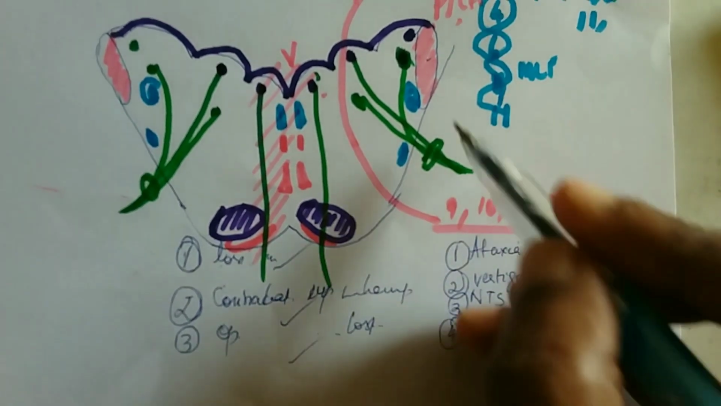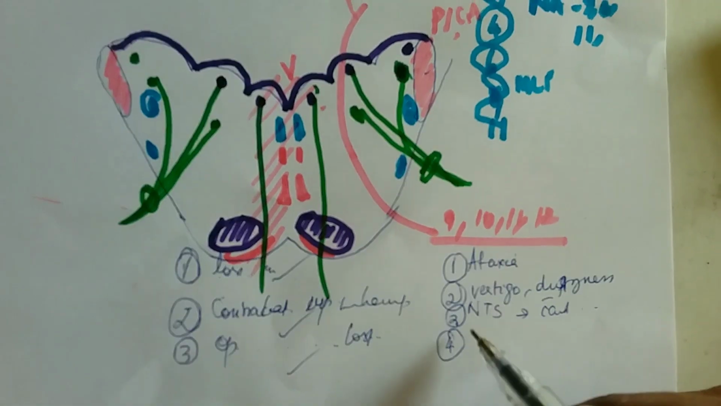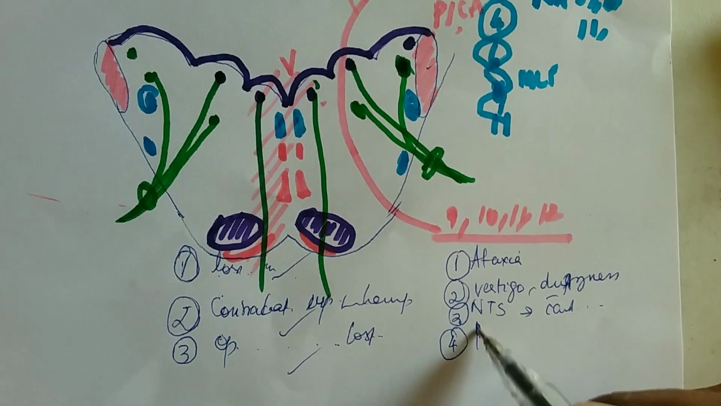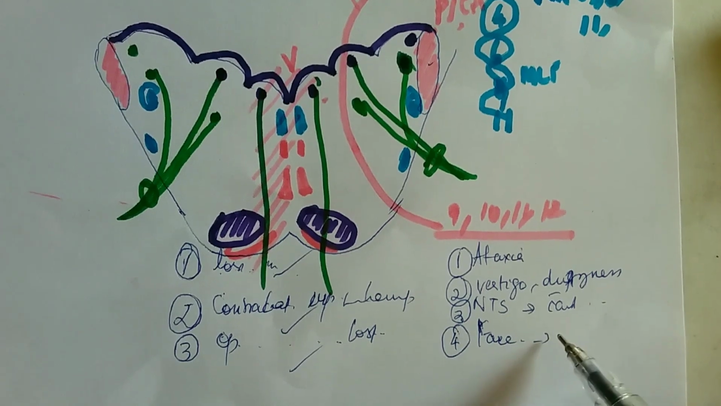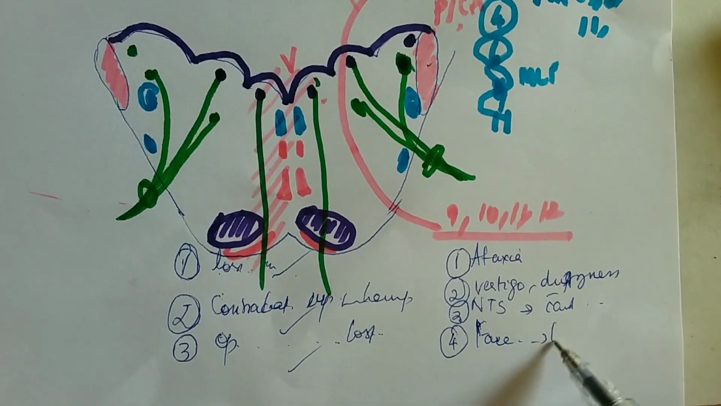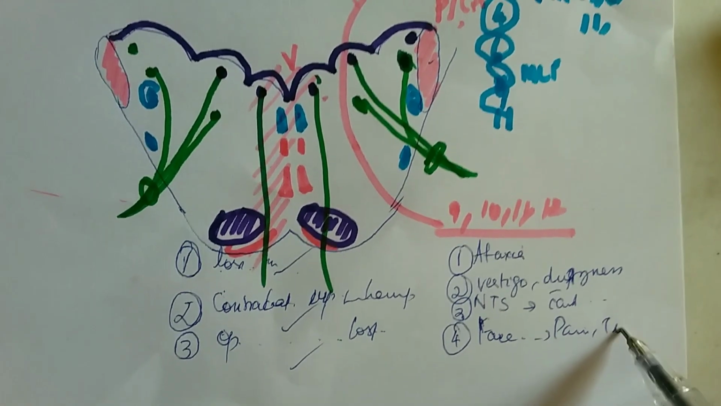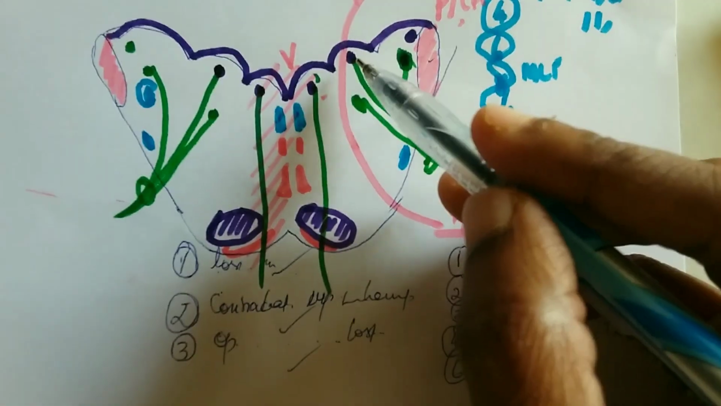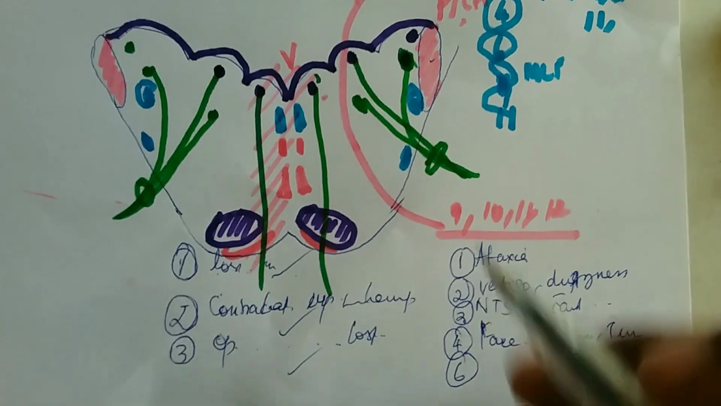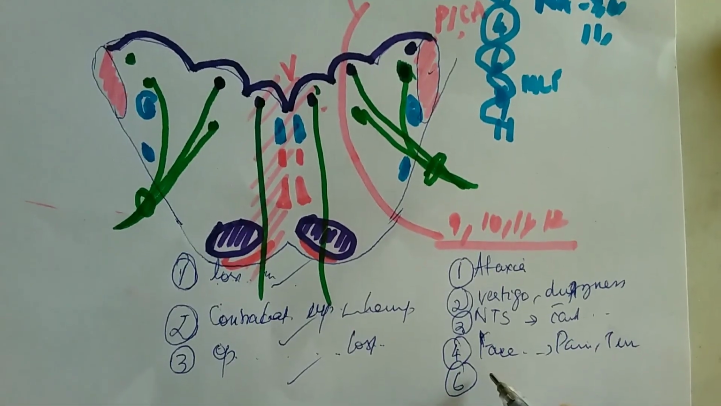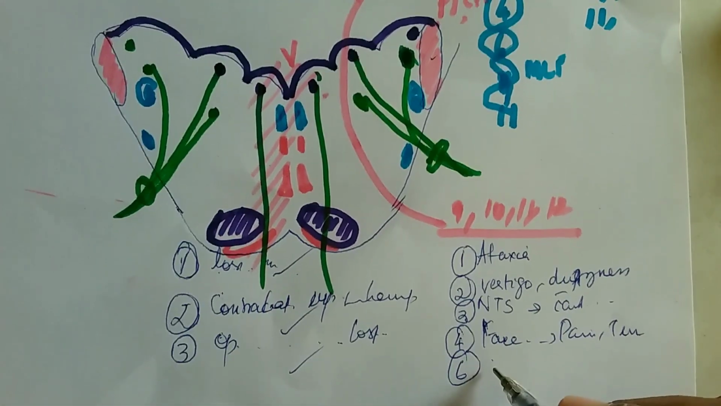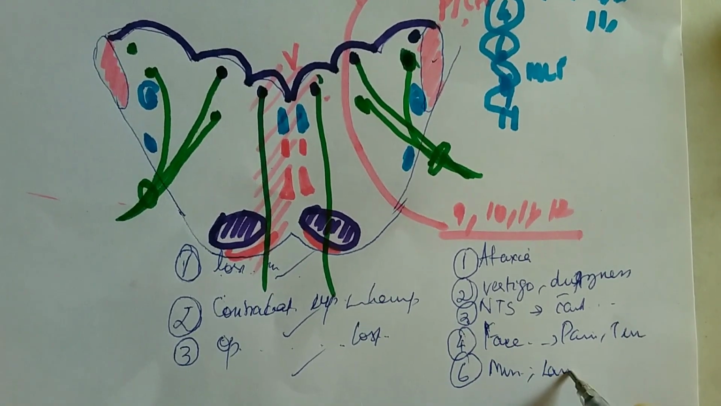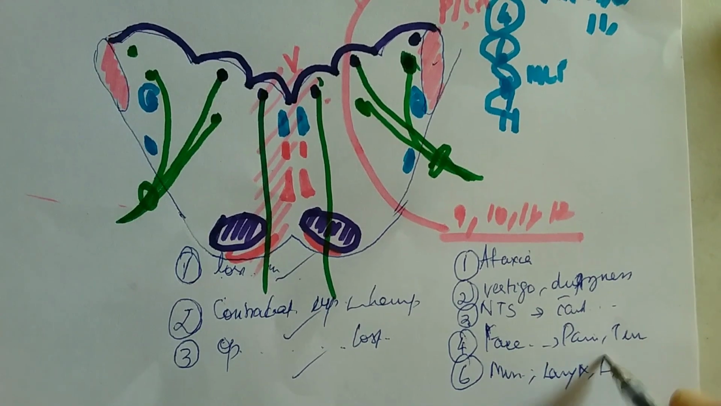Number four, spinal nucleus and spinal tract of trigeminal. So face sensation, the face pain and temperature will be lost. Next, now, dorsal nucleus of vagus and nucleus ambiguus, both are motor. So it supplies the muscles of the pharynx and the larynx. So muscles of the pharynx and larynx are paralyzed.